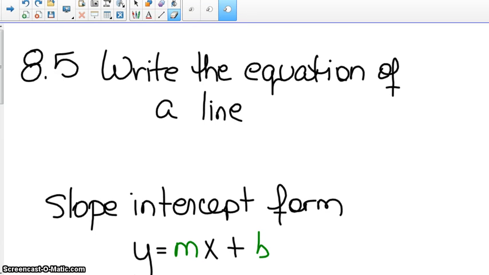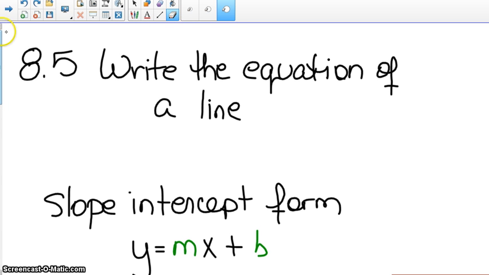Alright, this is 8.5, writing the equation of a line. So now, instead of getting a line and interpreting information from it, we're going to get the information and we're going to have to come up with a line. So we are still going to use slope-intercept form, which we've been over, y equals mx plus b, where m is the value for the slope, b is the value for the y-intercept, and then x and y are different values on the graph.